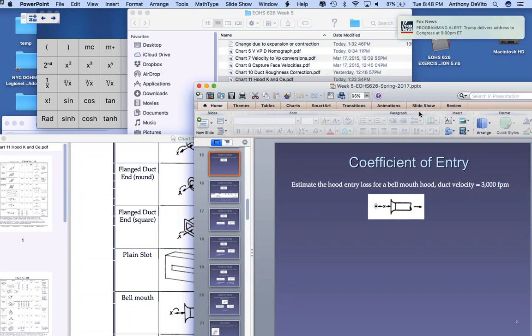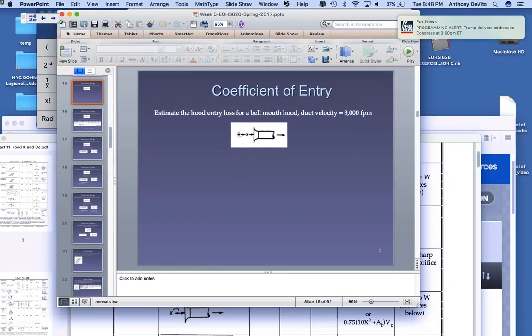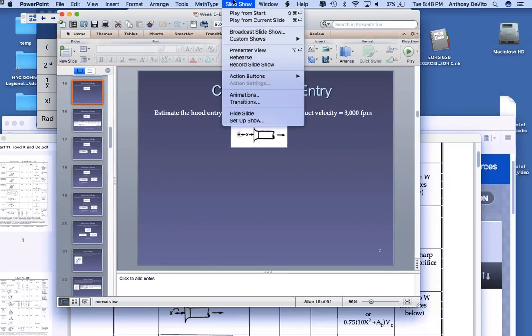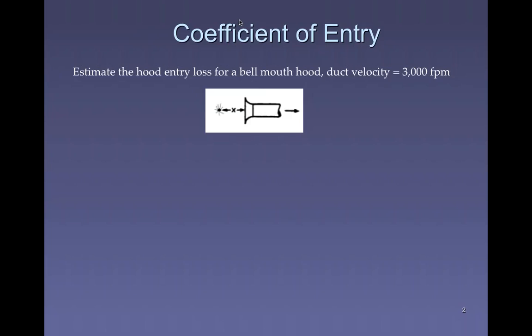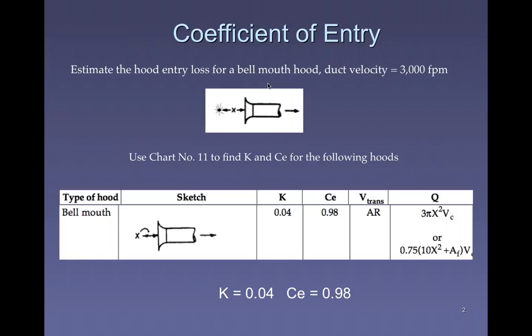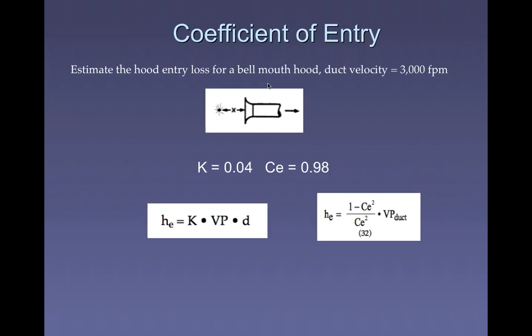We go back and restart PowerPoint, I guess. 0.04 is our K factor. Our duct velocity is 3,000. What is our velocity pressure? Okay, 0.5. Velocity pressure is 0.5 times K, which is 0.04. So what does it come out to? 0.5 times 0.04 is 0.02.